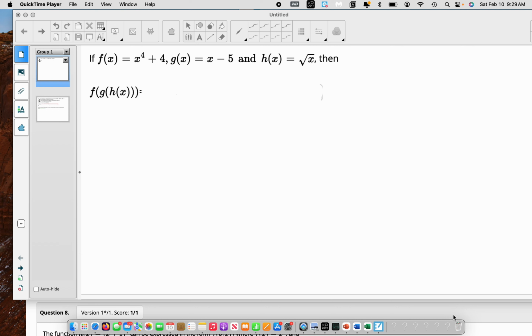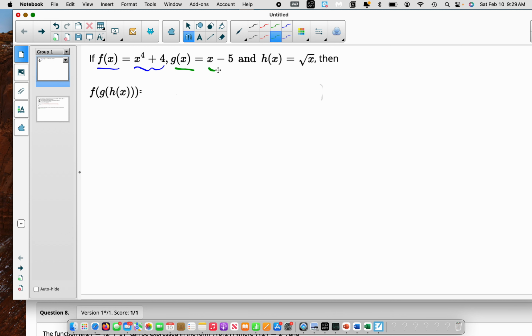Okay, here's a couple of examples from section 1.5 homework. All right, so here we're given three functions. We have f of x, and we're given that that's equal to x squared plus 4. Then we're given another function, g of x equals x minus 5, and h of x equals square root of x. So here we have three functions that we're combining. We're composing a single function, f, out of h of x and g of x.